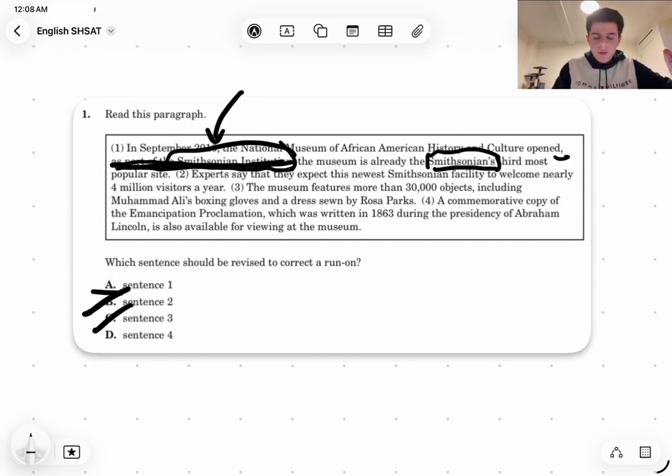And D. A commemorative copy of the Emancipation Proclamation, which was written in 1863 during the presidency of Abraham Lincoln, is also available for viewing at the museum. Well, again, there's nothing really wrong here. It's just an independent clause. This, right, is just adding on. This is non-essential information, right? But it's just like if you read it out naturally, it makes sense to pause there, right? This comma naturally makes sense here. It's kind of like signaling a pause. So again, there's nothing wrong with D. There's nothing wrong with 2, 3, or 4. And so by process of elimination, the answer must be A.